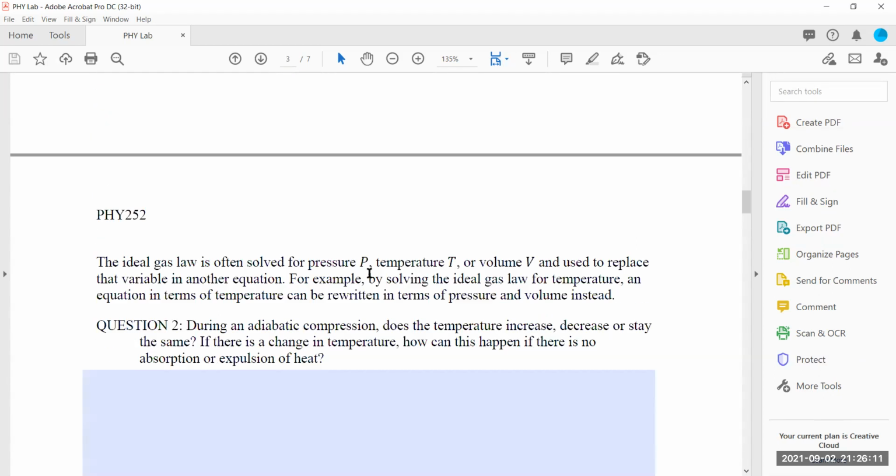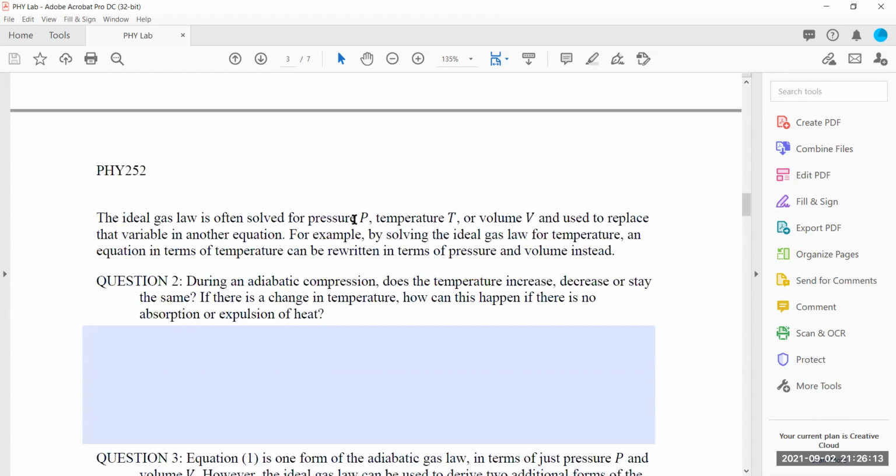Okay, so here is another question. During an adiabatic compression, we compress things, and the pressure increases, that's what the compression does. Does the temperature increase, decrease, or stay the same? What do you guys think? Just take a guess.